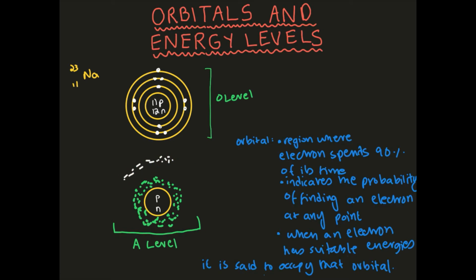So the main purpose of this slide is to show you that the O-level electronic configuration is this, and the A-level electronic configuration is a little bit different. So in this region over here, you can still have some electrons. It doesn't mean that there's going to be no electrons in this region. It's just that the probability of finding an electron over here is going to be lesser.